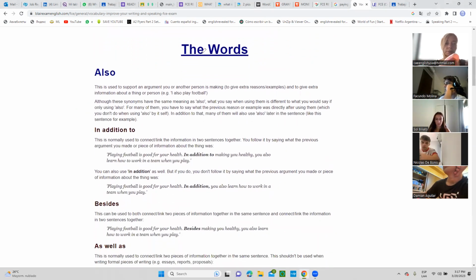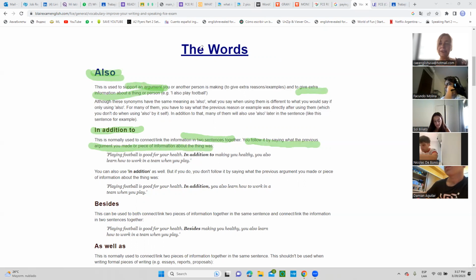Also. We use also to support an argument and to give extra information about a thing or a person. So instead of using also, what can we use? We can use in addition to. This is normally used to connect or to link information in two sentences together. You follow it by saying what the previous argument you made or piece of information about the thing was.